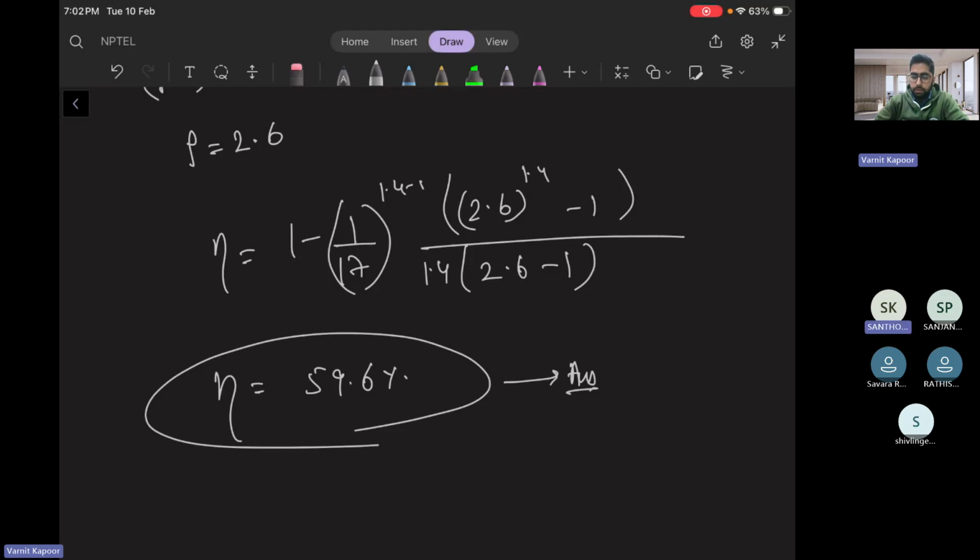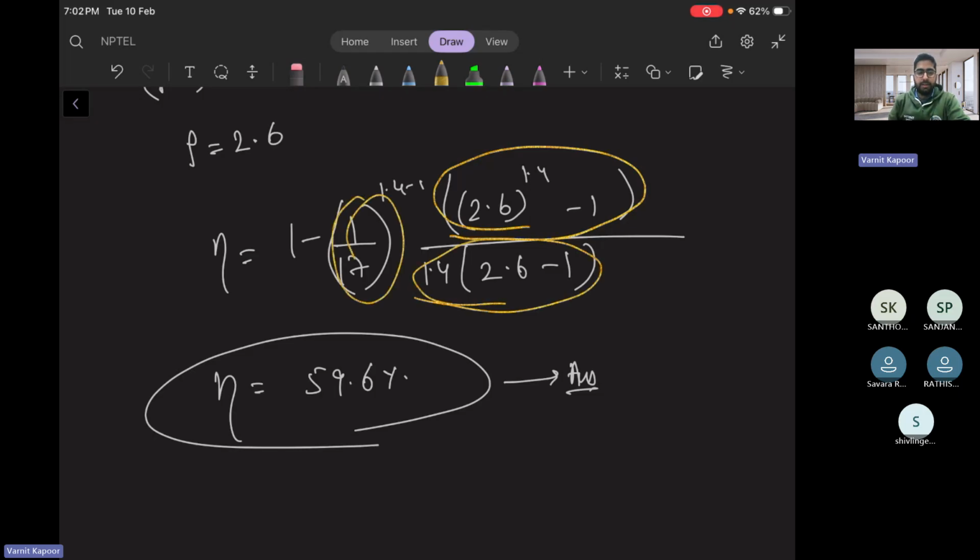Eta equal to 1 minus 1 divided by 17 whole to the power of 1.4 minus this, so the last formula. Again, you can't solve the whole complete expression in a single way. You have to first solve this part, then this part, then this part, then multiply and divide. This way only you can.